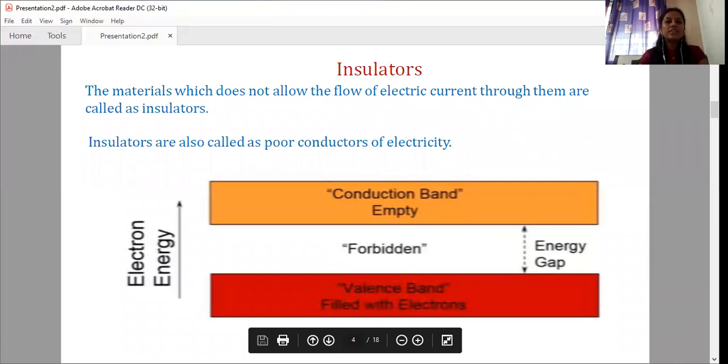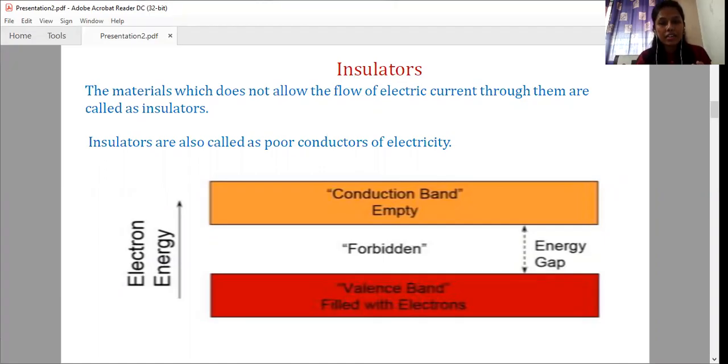And the next is the insulator. What is an insulator? A material which does not allow the flow of electrical charge carriers or current is called an insulator. Examples of insulators are wood, glass, and ceramic materials. Insulators are also called poor conductors. They have no capability to let current flow, so they are called insulators.